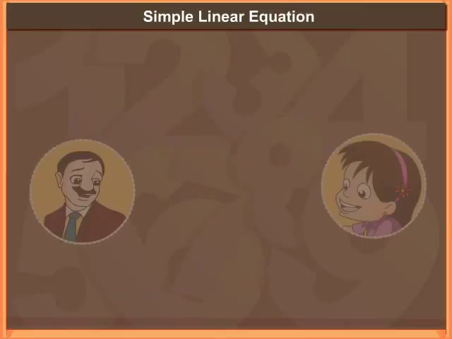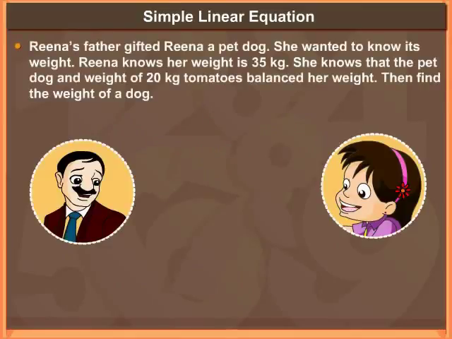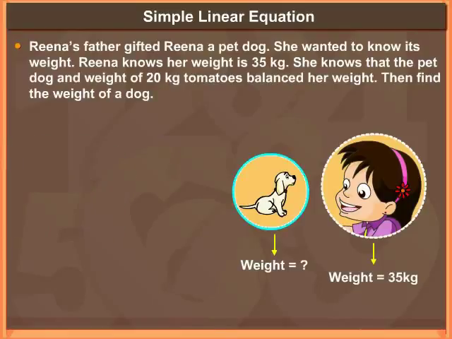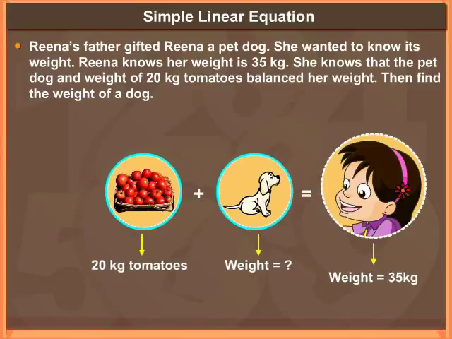Now we will learn about simple linear equations and see how to solve the equation. Reena's father gifted Reena a pet dog. She wanted to know its weight. Reena knows her weight is 35 kg. She knows that the pet dog and the weight of 20 kg tomatoes balanced her weight. Then, find the weight of the dog.